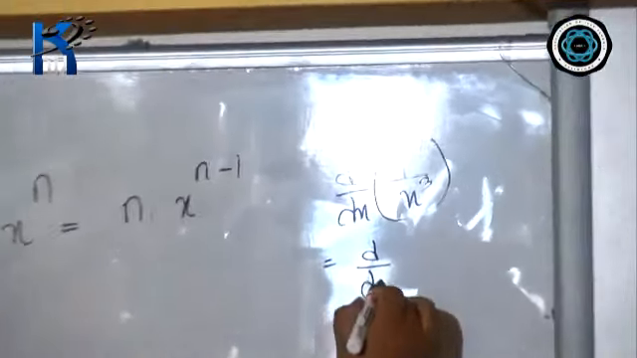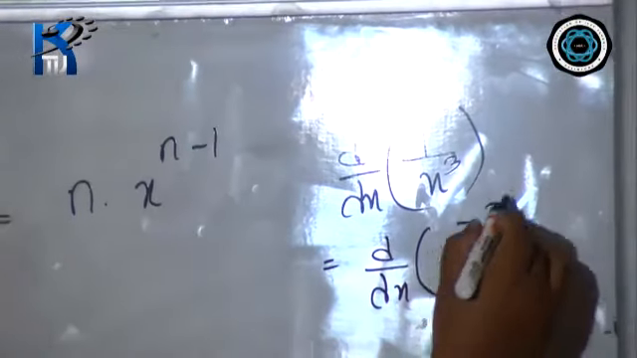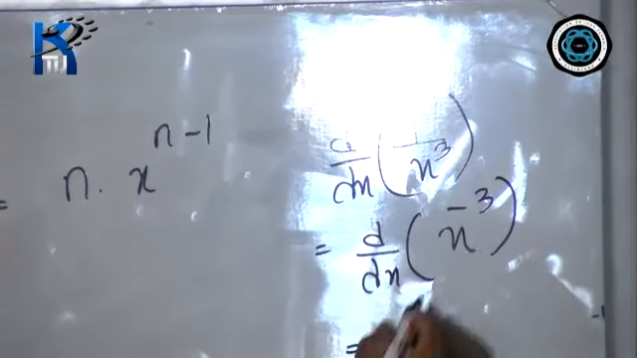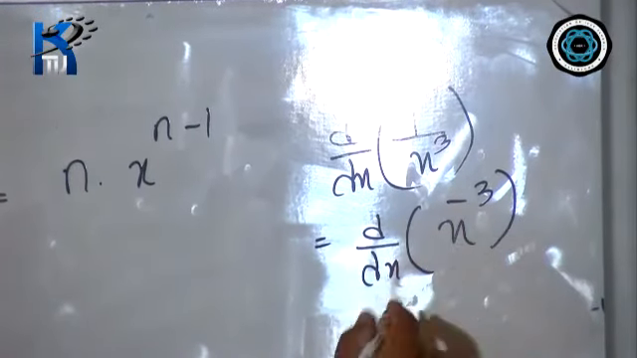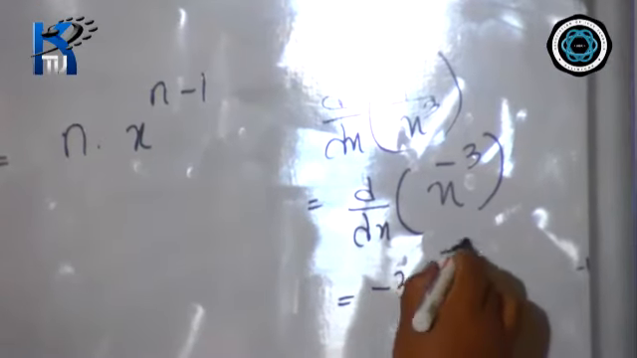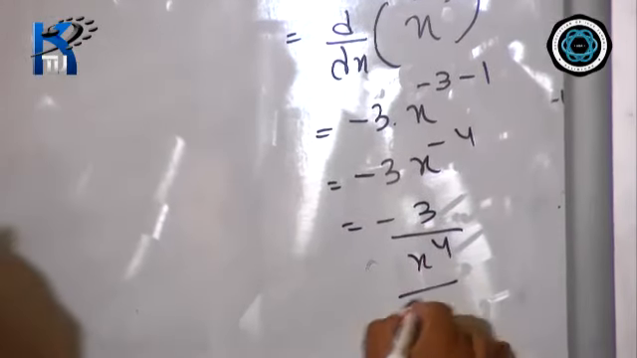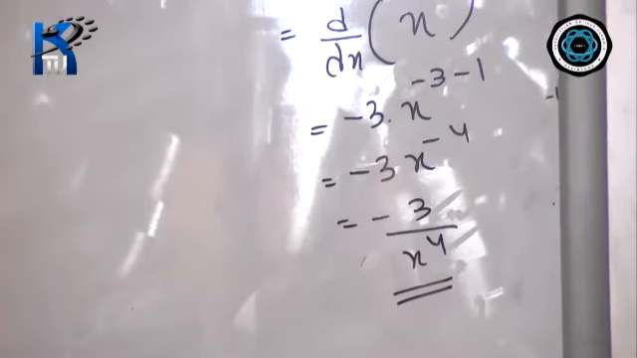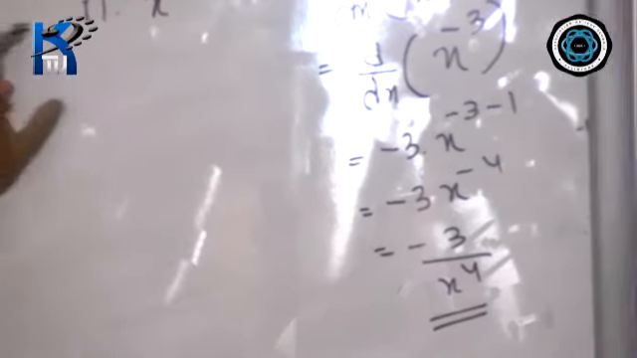So d by dx of x goes up, so becomes positive, becomes negative. So use this formula. What happened to the power? The power comes in front and you subtract 1 from the power. So your answer is minus 3 by x to the power 4. So please, whenever the base is x and the power is a constant, this is the first formula which you are going to use.